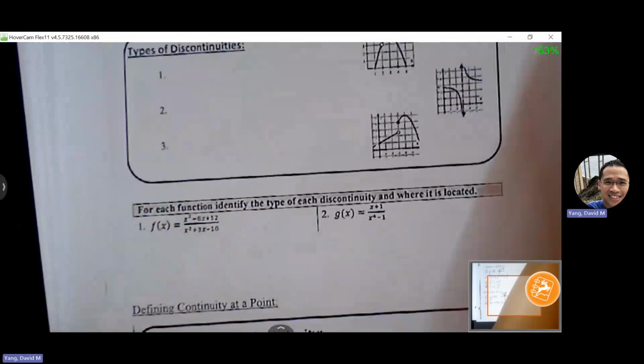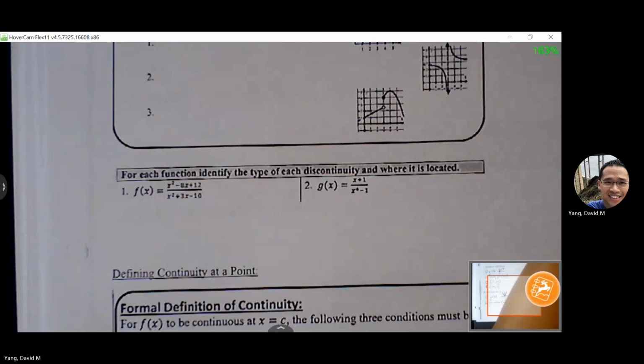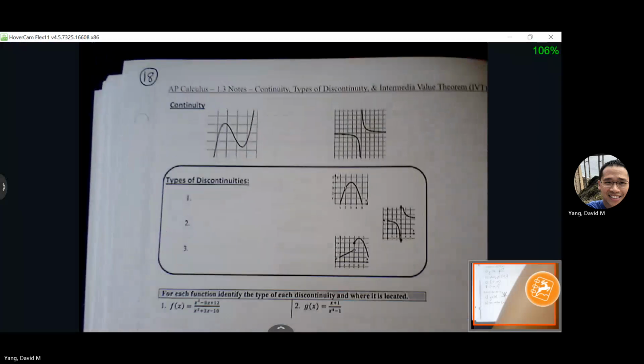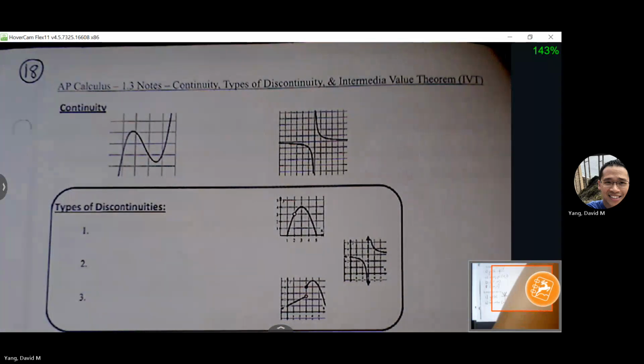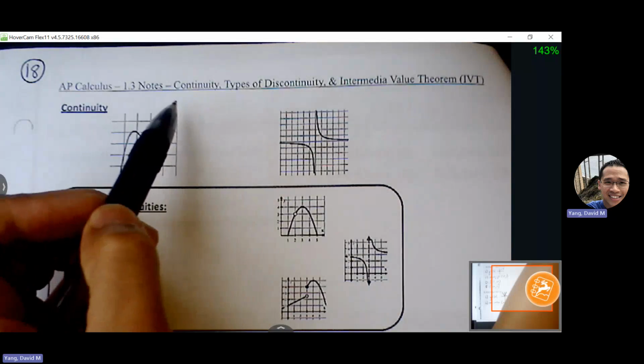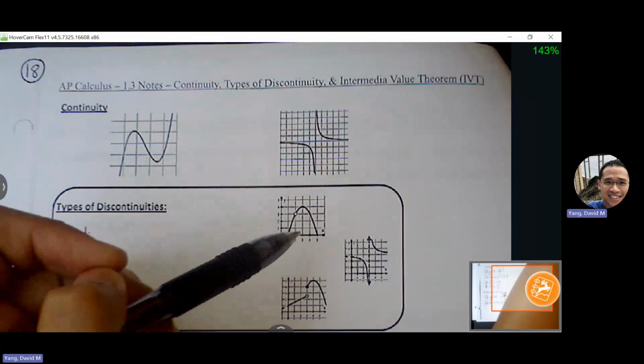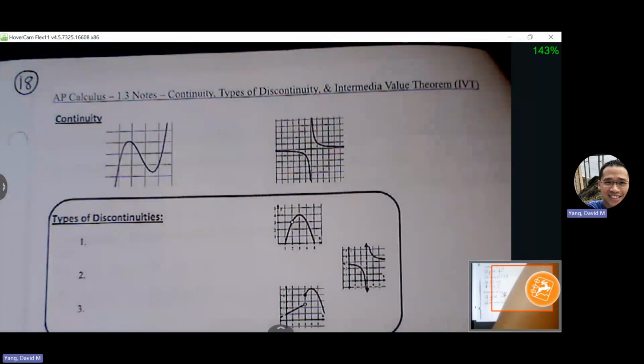All right. Okay, let's go to page 18. Here's the idea: we're going to be using limit notation to help us prove if a function is continuous or discontinuous. And there are different types of discontinuity we're going to talk about.